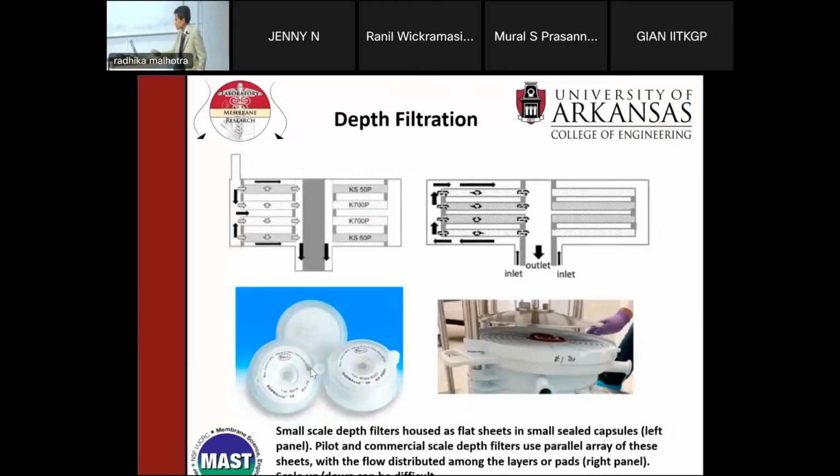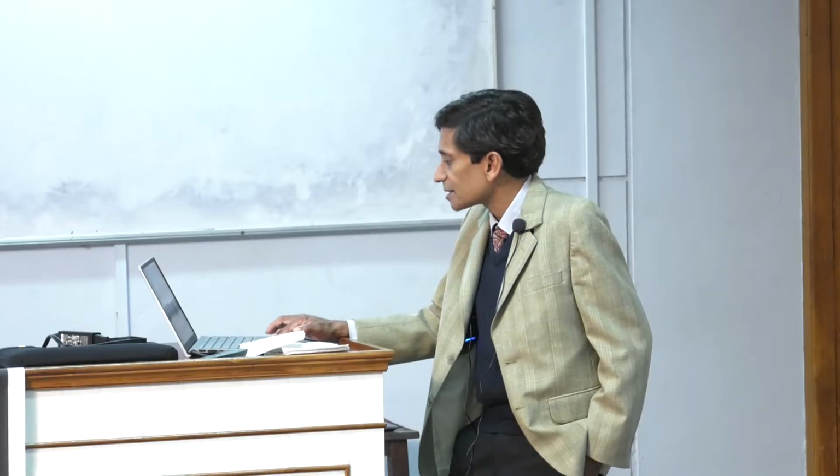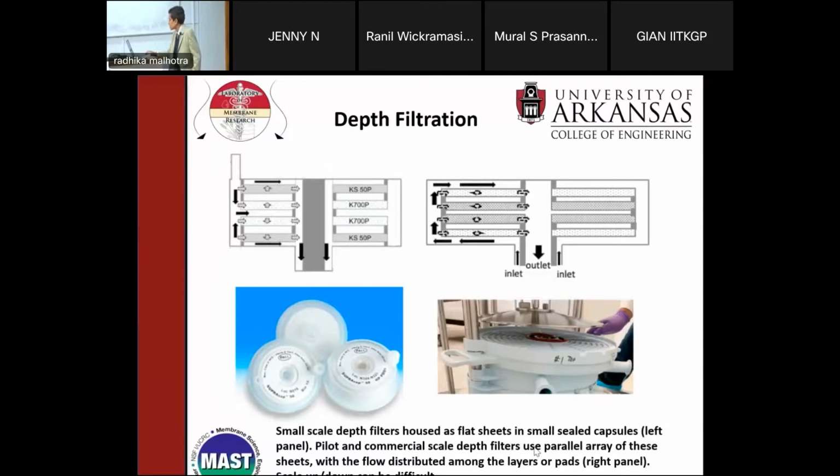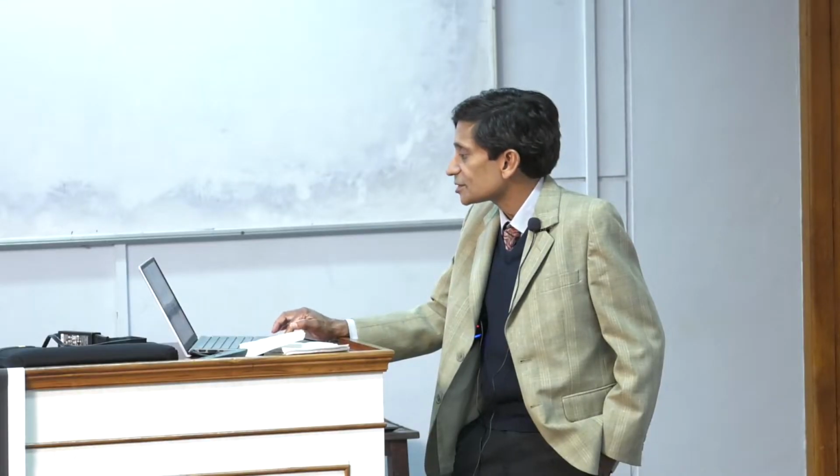Now the thing about it is these are small scale depth filters. They look like these little capsules, as you can see here. And as I said, they're one-time use. You use them and you throw them away. Okay? So small scale depth filters are flat sheets in small sealed capsules in the left panel. Pilot and commercial scale depth filters are parallel arrays of these sheets. So you can see here how we can have parallel arrays of the sheets.